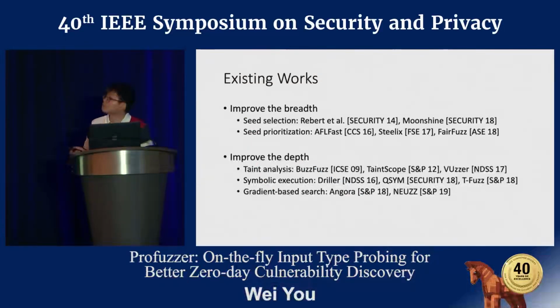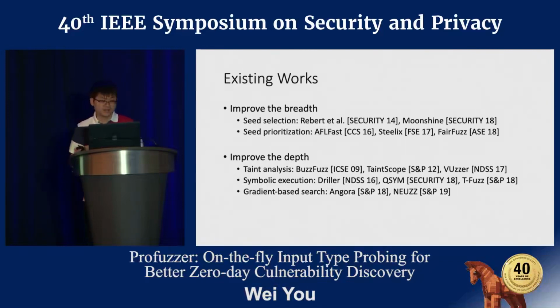And the existing works improve fuzzing on both breadth and depth. On the one hand, different seed selection and prioritization algorithms are proposed to help cover as much program code as possible given a limited budget. On the other hand, multiple program analyses, such as taint analysis, symbolic execution, and gradient-based search, are proposed to integrate with fuzzing to reach program paths that need to satisfy a specific condition. So this work has improved the effectiveness of fuzzing to some extent.